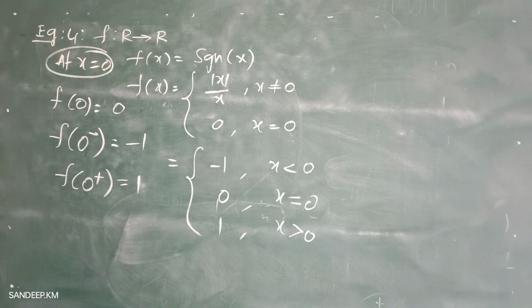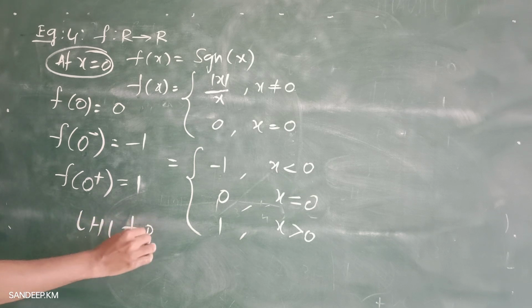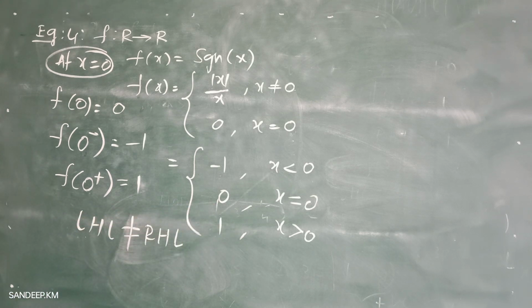So dear students, in this example, what did you observe? The left hand limit is minus 1 and the right hand limit is plus 1. LHL is not equal to RHL. So in the fourth example, we observed that LHL is not equal to RHL, correct or not? So we had 4 examples in total. Now let us understand in which examples the limit exists and in which examples the limit does not exist.